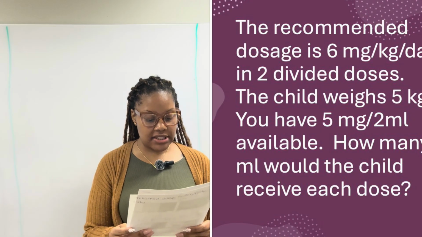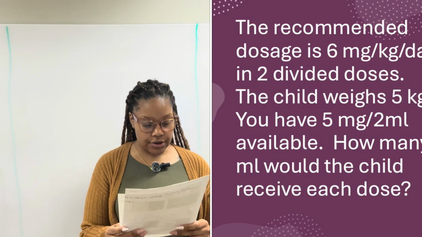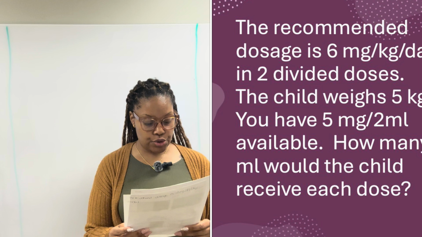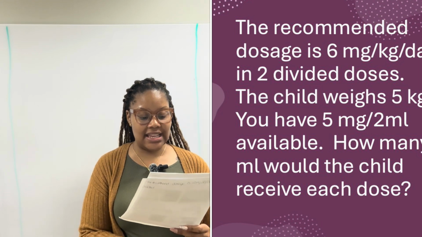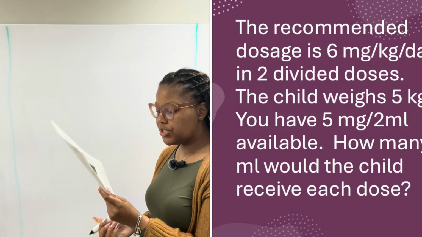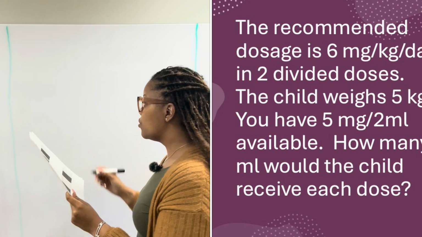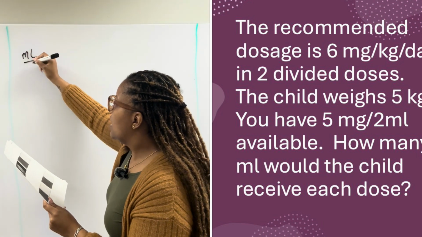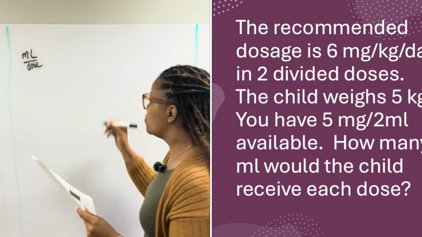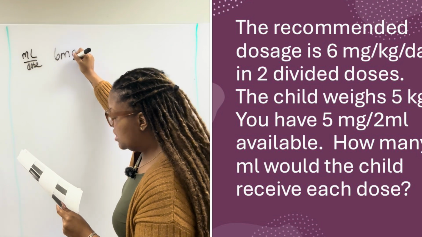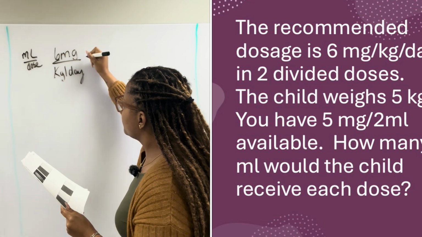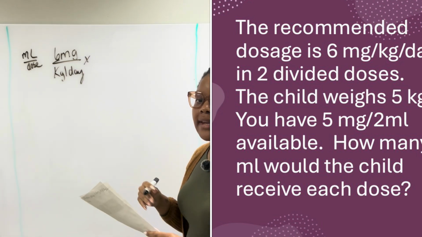As the recommended dosage is 6 mg per kg a day in 2 divided doses. The child weighs 5 kgs and available you have 5 mg per 2 mLs. How many mLs would the child receive each dose? So we want to write down what we need. So the question is asking for mLs each dose. So we're going to put mL and each dose over here. All right, so again, I'm going to start with the recommended dosage, which is 6 mgs over kg a day. So now we're going to just work it through on getting to mLs.